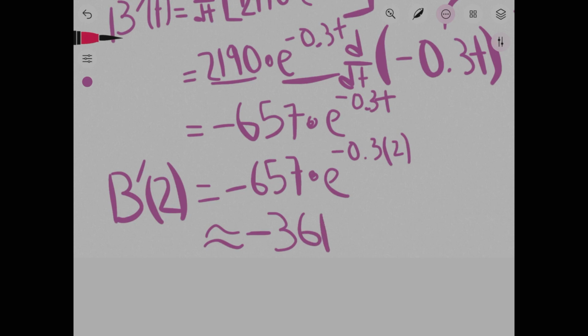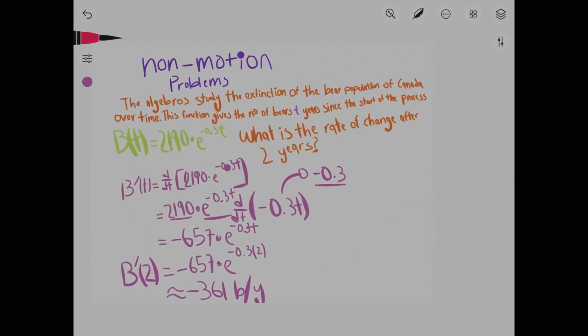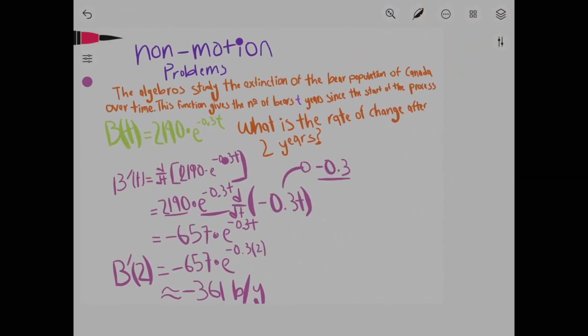But 361 what? Well, b of t is the number of bears after t years. So therefore, we measure its rate of change in bears per year. So in conclusion, the instantaneous rate of change of the number of bears after 2 years is negative 361 bears per year. Alright? So, the rate of change is negative because, as we have been seeing, the number of bears is decreasing.